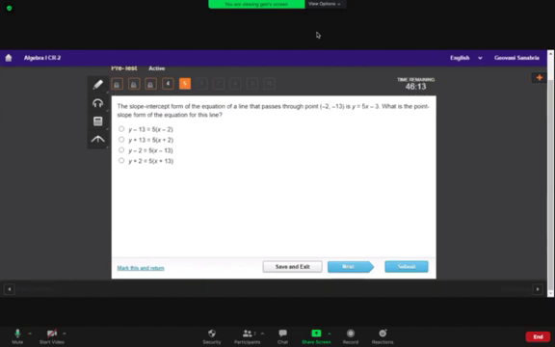I think what you would do is write down the first answer: y minus 13 equals 5 parentheses x minus 2. We'll take that and try. I'm going to walk you through changing it into the y equals mx plus b form, the slope intercept form. Then we'll see if we end up with y equals 5x minus 3.